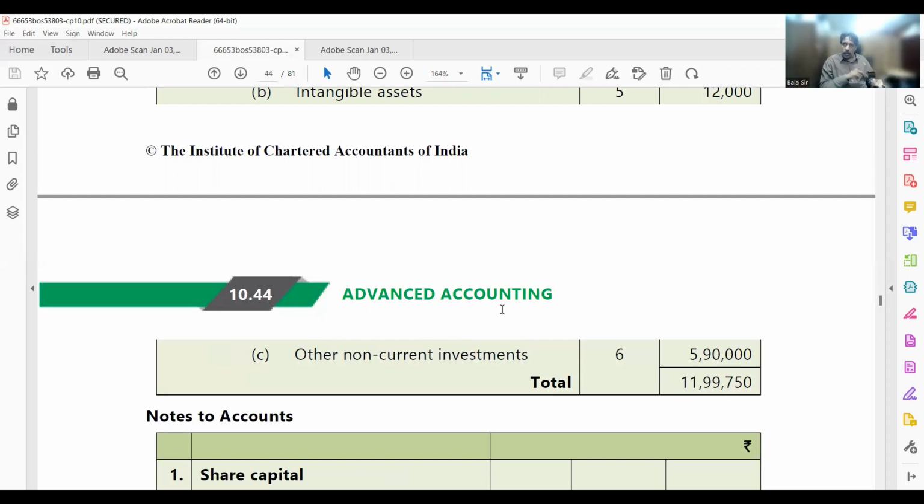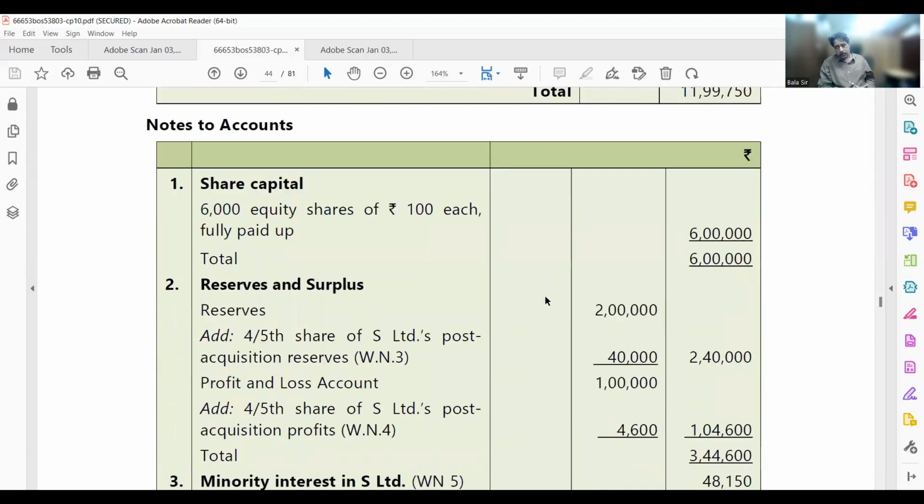Don't consider goodwill. Balance? How much? 4,40,000. And you also have some investments in your balance sheet: 1,50,000. Adding both, 5,90,000. Next, notes to accounts.